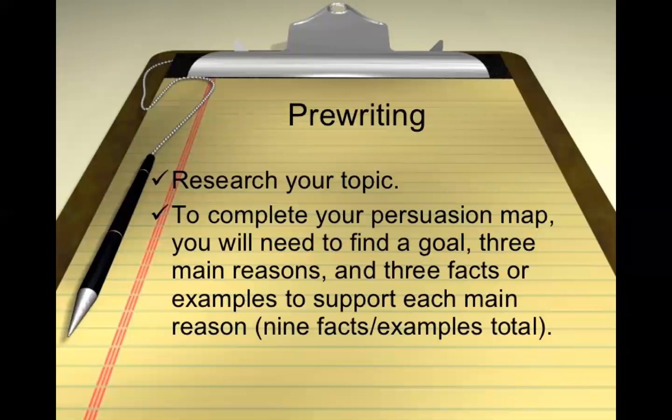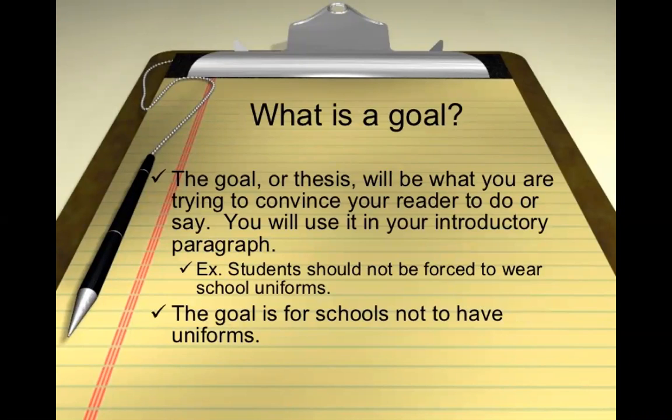Okay. So we finished with topic, we finished with drafting, pre-writing. Now, what is a goal? The goal, or another word for it, thesis, is what you are trying to convince your reader to do or say. You will use it in your introductory paragraph. So what comes first? Starting is your introduction paragraph, where you put your thesis or the goal. So the first line should be what? I should know what you are standing for. Students should be forced to wear school uniforms. So I understood that you want students to wear them.